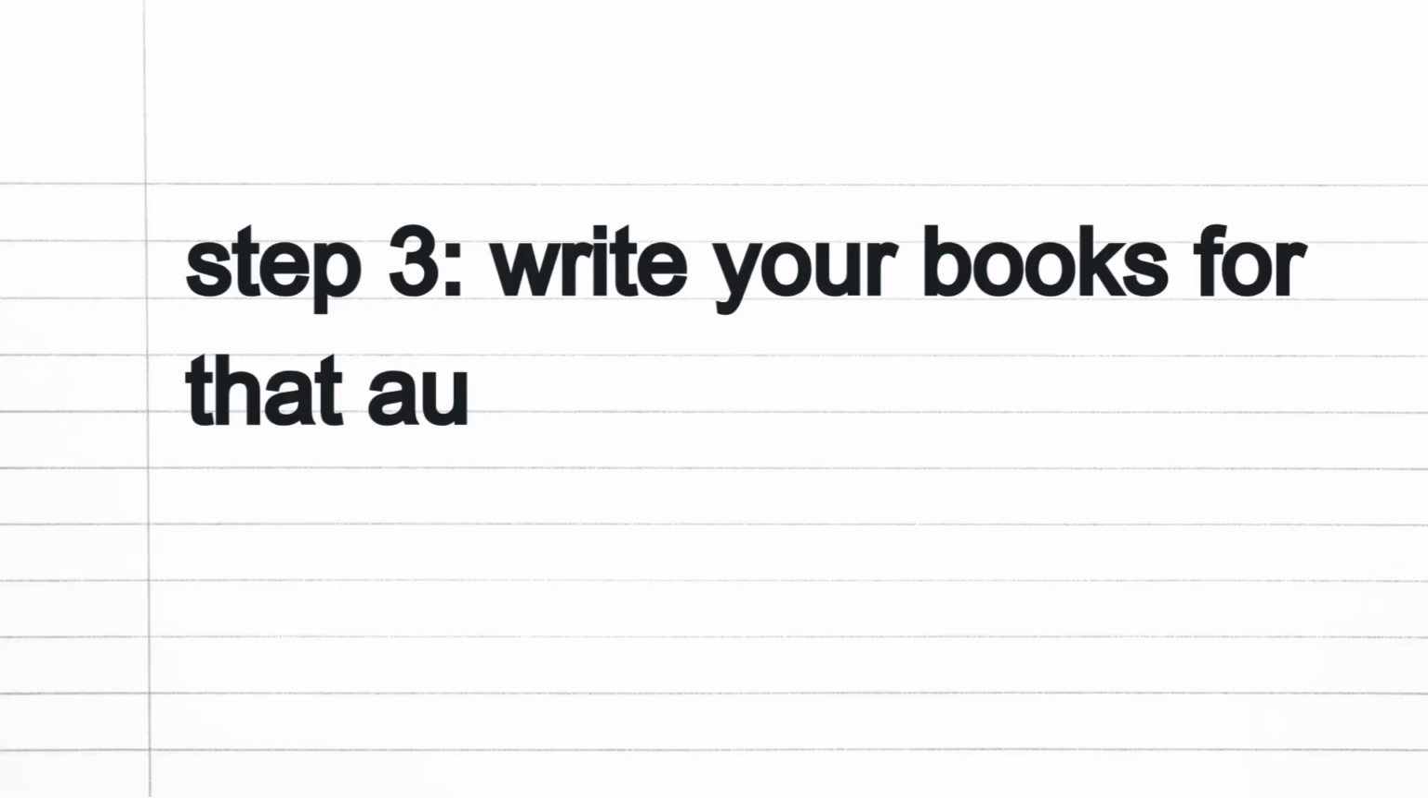The third step for creating a self-publishing business without using Amazon KDP is to now write your books for that audience. Why do I say for that audience, right? Because sometimes as authors, we guess at what book we want to write next. That's the worst thing to do. Instead, I want you to look at your email list, this audience of book readers, as the people the Lord has called you to shepherd.